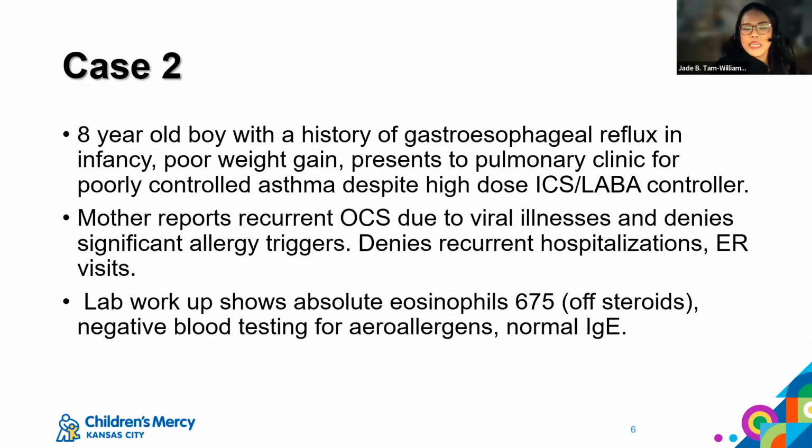Whereas case number two is an 8-year-old boy who had a history of reflux and poor weight gain, and came to me in my pulmonary clinic. His pediatrician had him on a combination daily inhaler with anti-inflammatory steroids as well as a long-acting beta agonist, or long-acting albuterol. Despite that, he was not well controlled. Mom insisted that every time he got sick, it was always a virus. He was not an allergic kid and did not have significant allergy triggers, but he also responded really nicely to steroids.